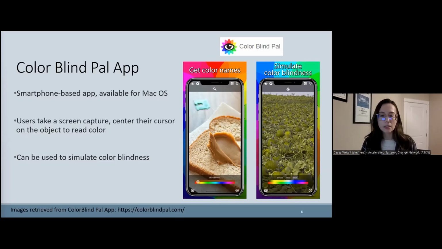And the app actually can also be used to simulate color blindness, which is a great way to get behind what your students are doing and what they're seeing. The example on the right side of the screen is an image of a field of pumpkins. If you have color blindness, you would probably not be able to see the pumpkins because it looks like just a giant green field because the orange is not coming through. And so it's simulating what it would be like to have that color blindness.